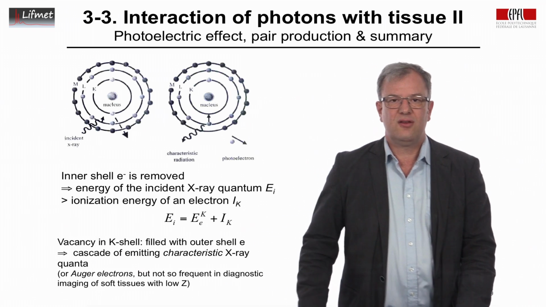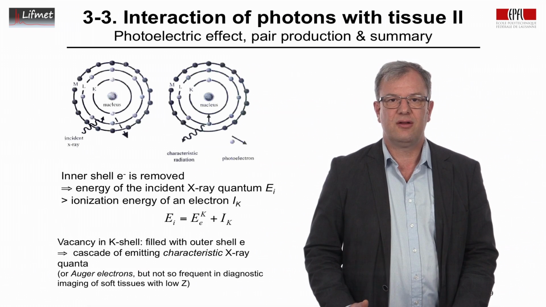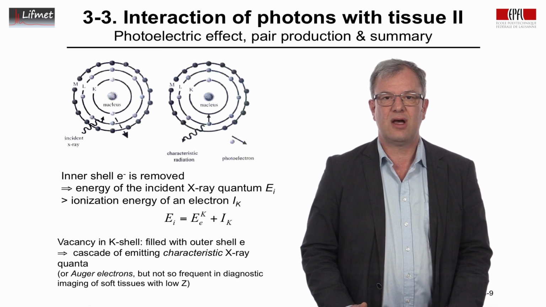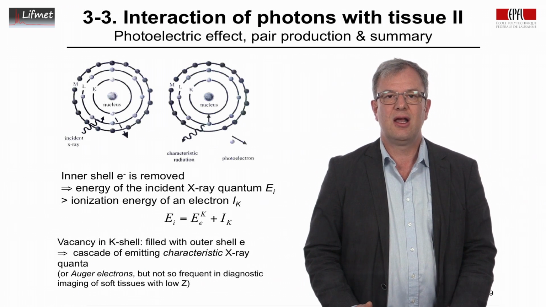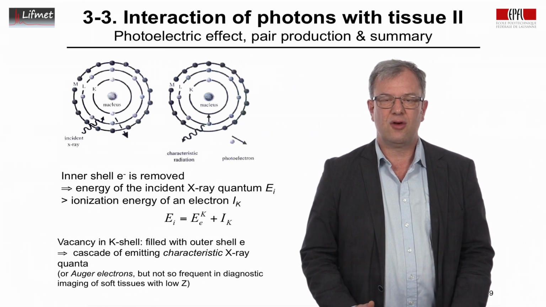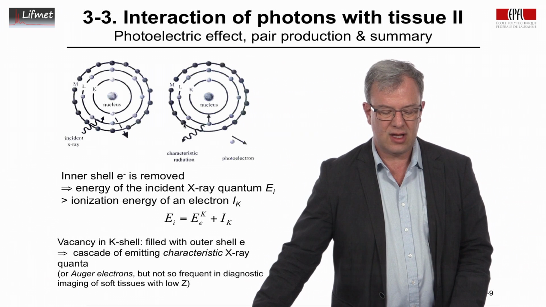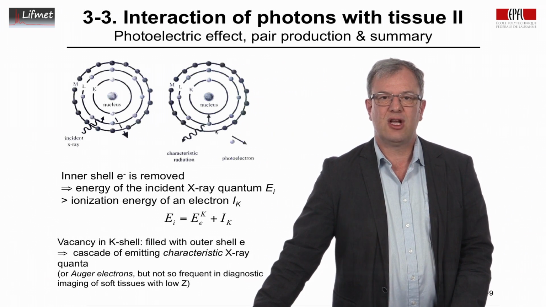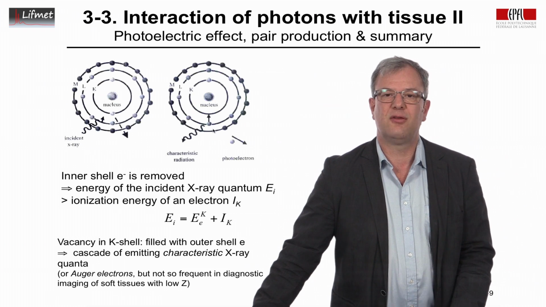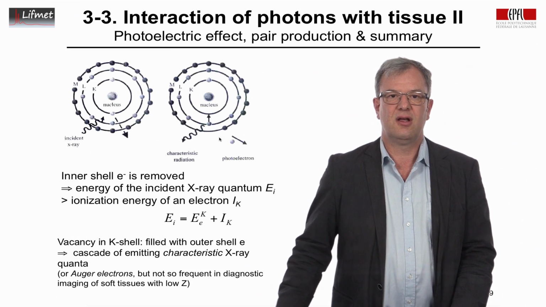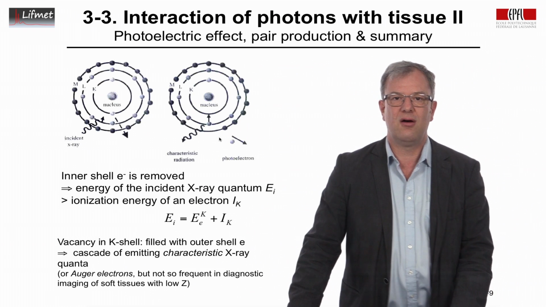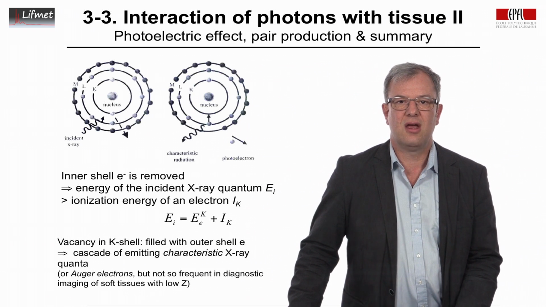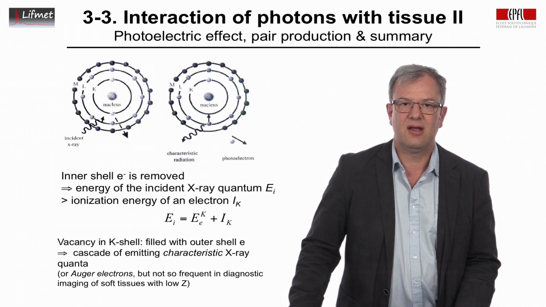So to summarize, we have a vacancy in the K shell. This vacancy is filled with an electron from the outer shell. It could be the L shell, like it is shown here in the graphic. Here, it could be the M shell. If it is the L shell, then this will create a vacancy in the L shell, which will be filled by an electron, for example, from the M shell, etc. So you could have a cascade of characteristic X-ray quanta that are being emitted in this process.